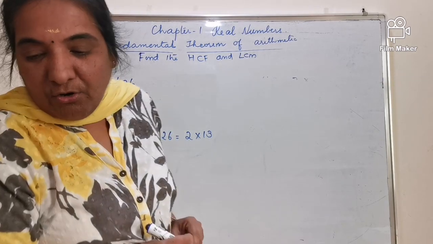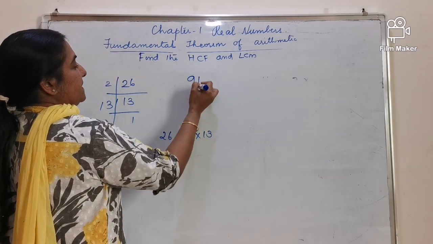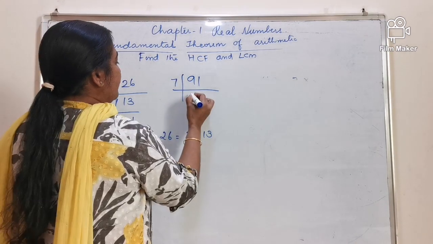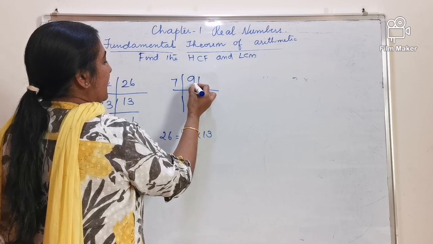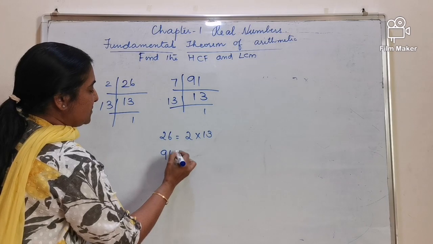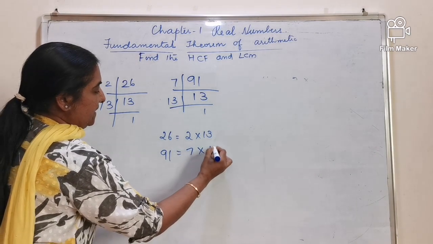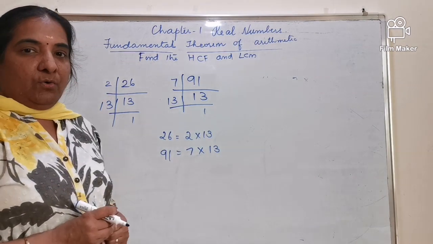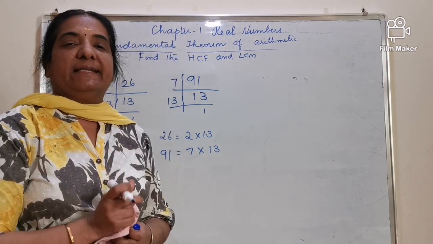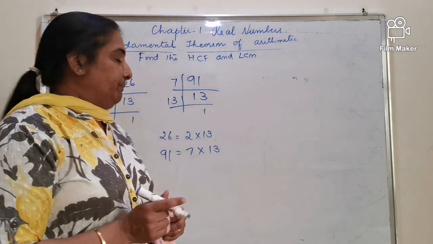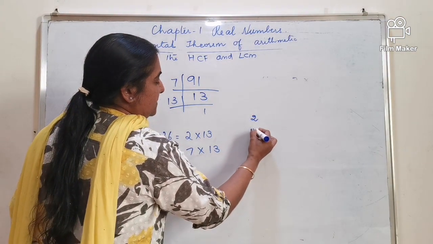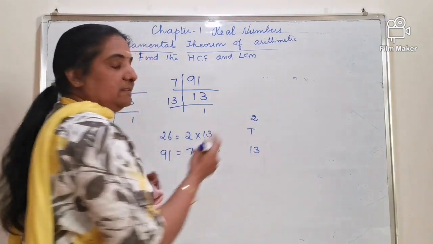The prime factors of 91. 91 can be divided by 7. 7 ones are 7 and 7 thirteens are 91, so the prime factorization of 91 is 7 into 13. Now, as I mentioned earlier, a few students will be able to write it directly. For those who cannot, step 2 is, what are the factors? The factors you can see are 2, 7 and 13.